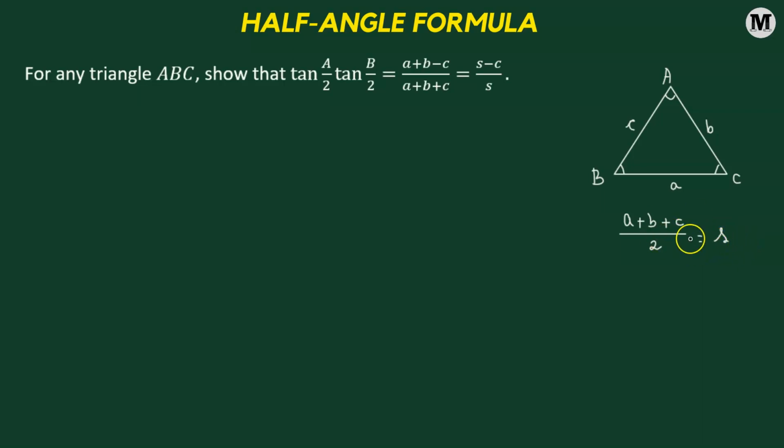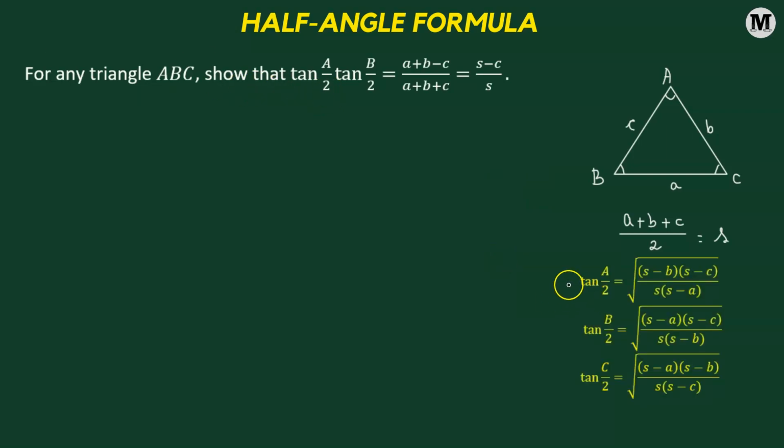We'll be using this. And also, here we have the half angle formula that we need to use. So let's specify the formulas. So here we have tangent of A over 2, that's given by the square root of (S minus B) times (S minus C) over S times (S minus A). Similarly, we have tangent of B over 2. So with this, we start our proof.